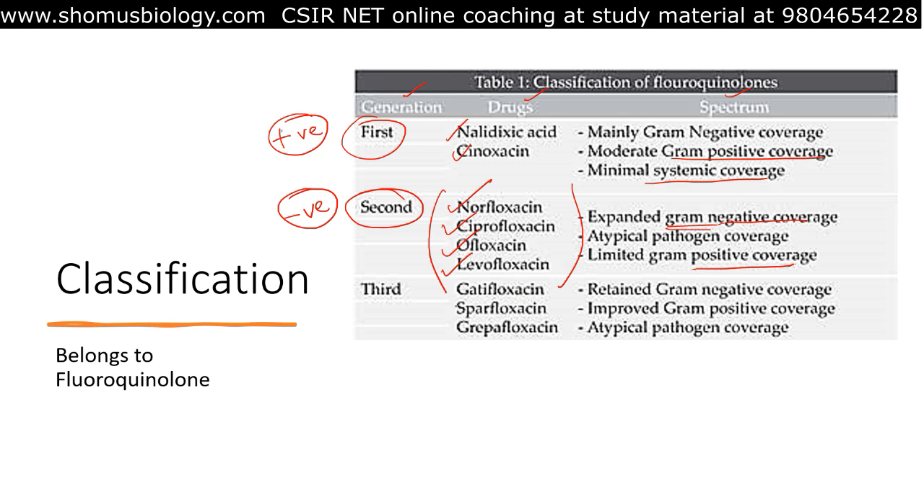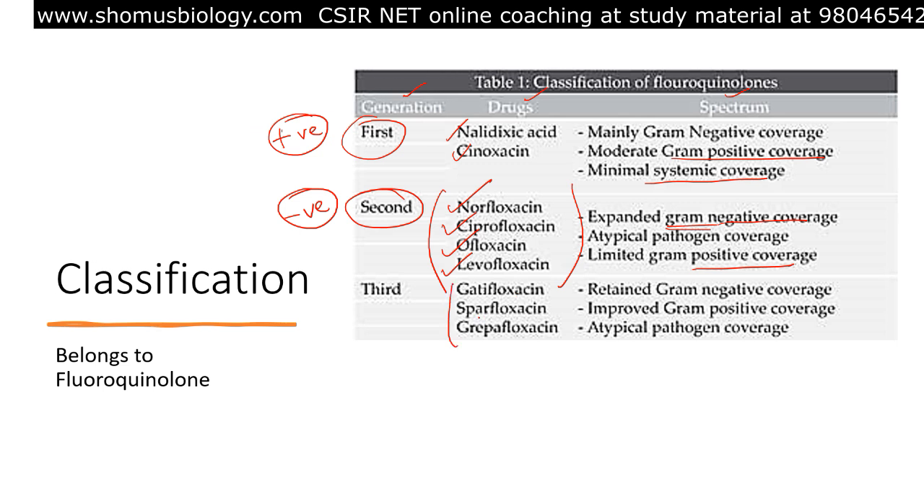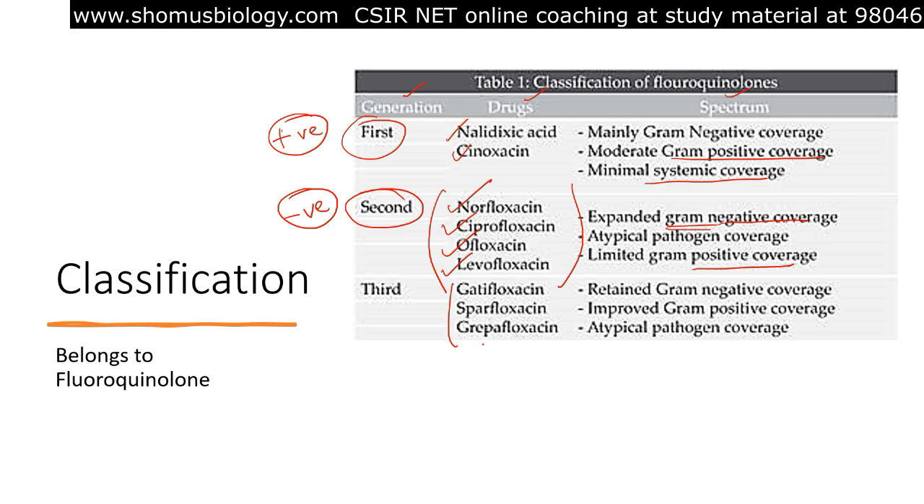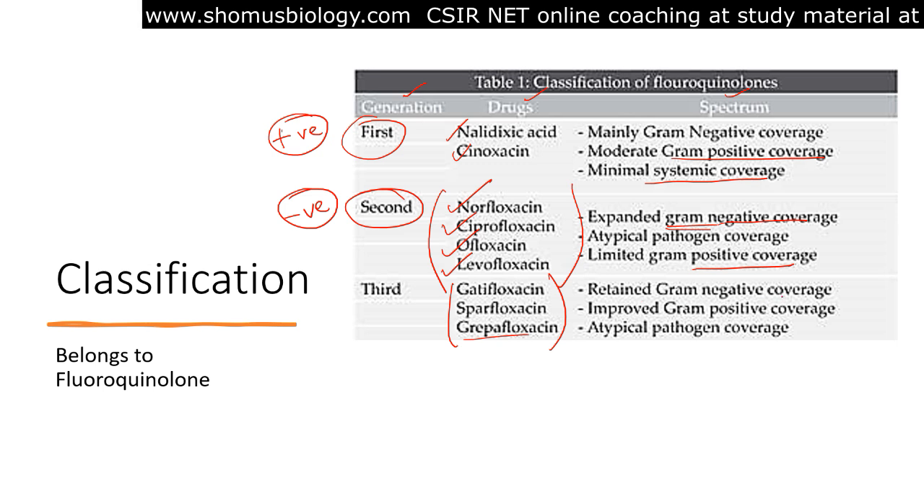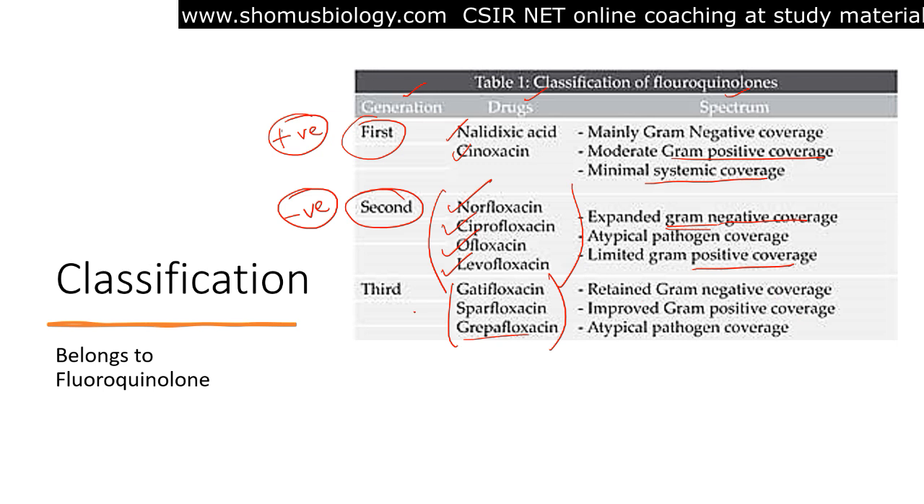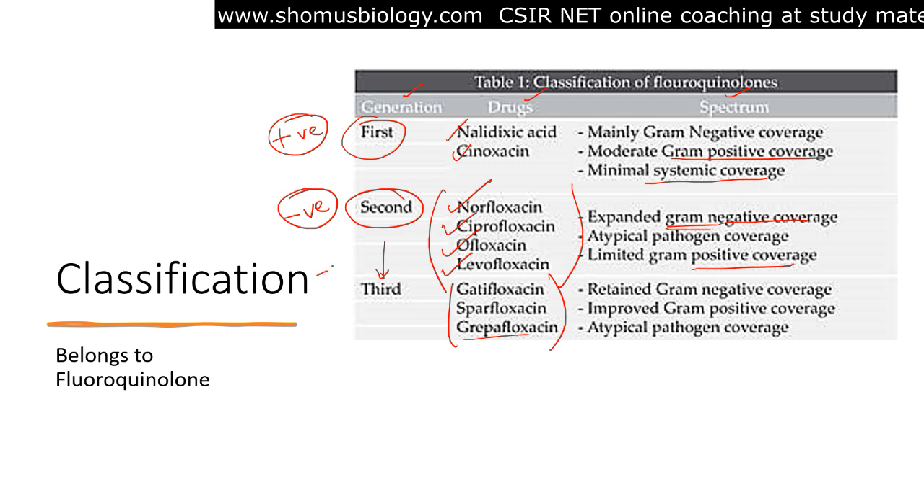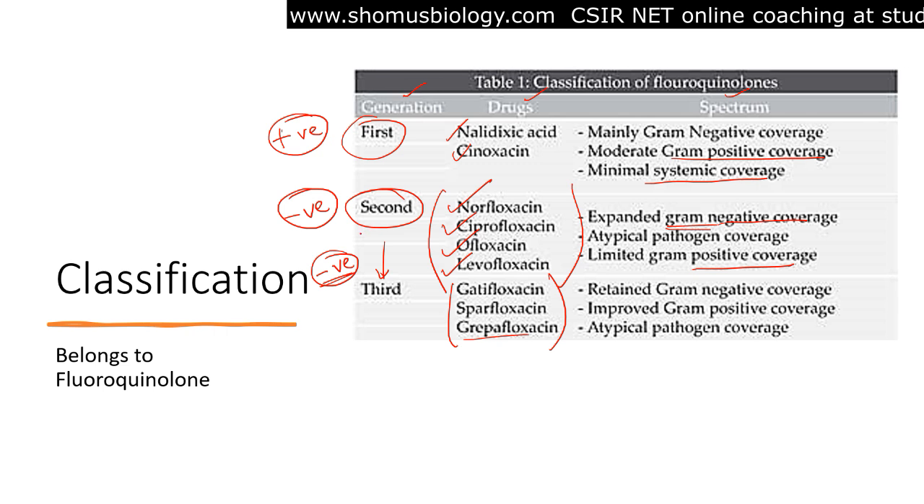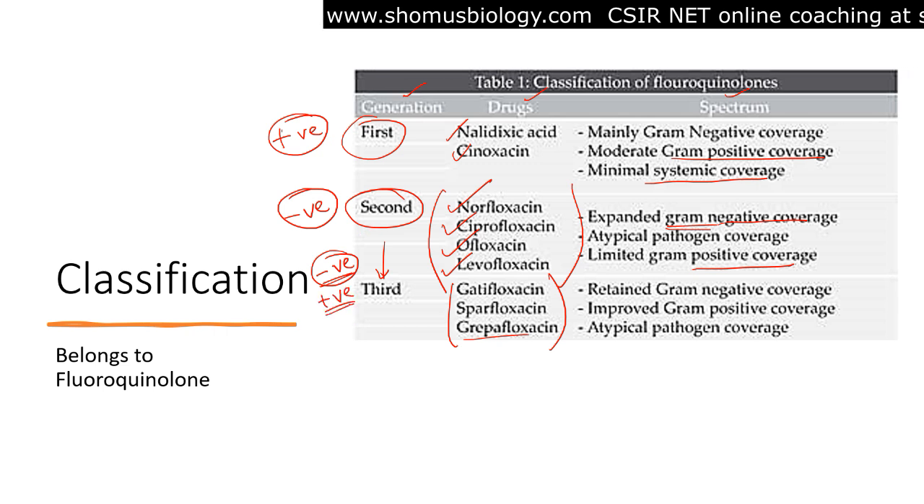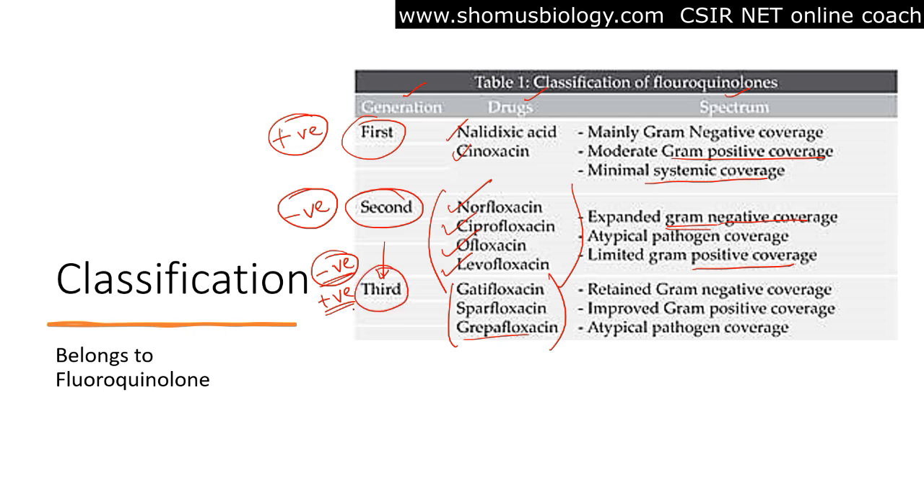The third generation, gatifloxacin, okay, sparfloxacin, grepafloxacin, okay, they retain gram negative coverage, improved gram positive coverage. So basically from second to the third generation, the gram negative coverage is the same as the second generation of fluoroquinolones, but along with that gram positive coverage is also present. Improved gram positive coverage is present. So this is a much broader spectrum, the third generation of fluoroquinolones, example gatifloxacin. And the atypical pathogen coverage is also present.